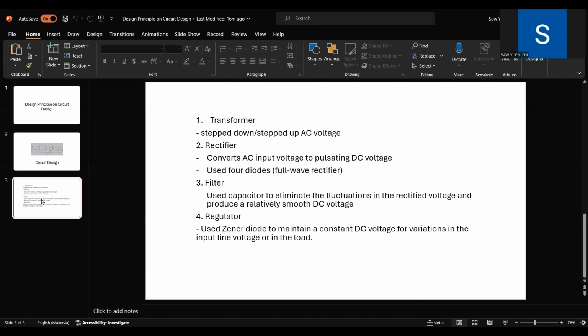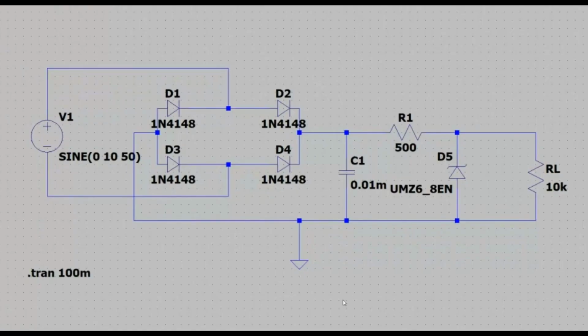And the third component is the filter. We use capacitor to eliminate the fluctuation in the rectifier voltage and produce a relatively smooth DC voltage. And the last is the regulator. We will use Zener diode to maintain a constant DC voltage for variations in the input line voltage or in the load. Okay, so next is the explanation of the AC-DC power supply.